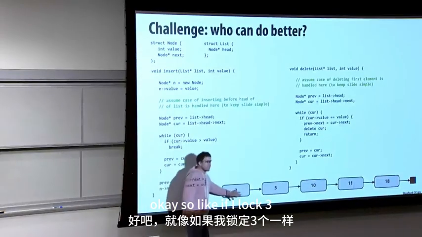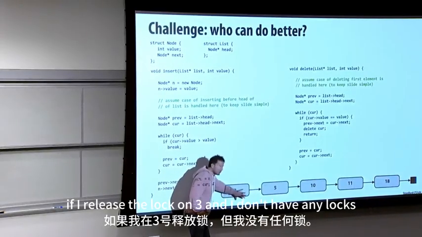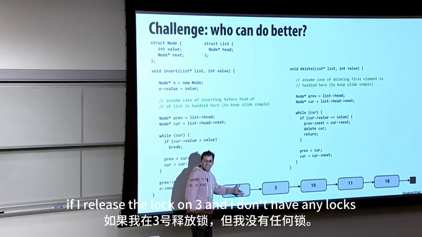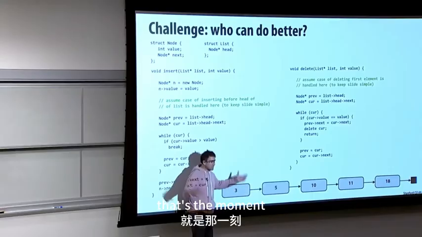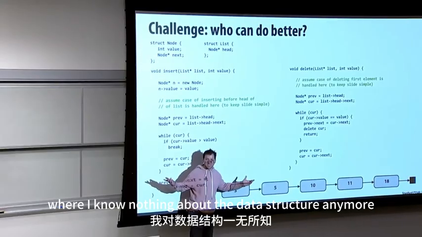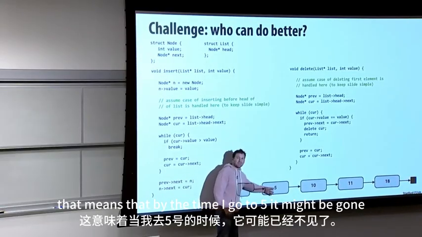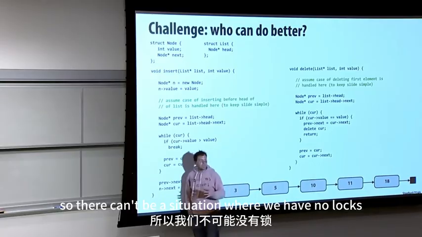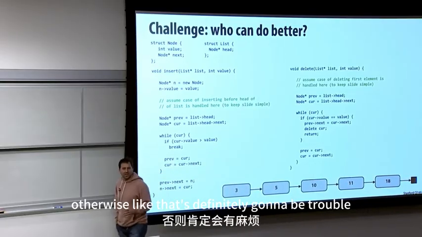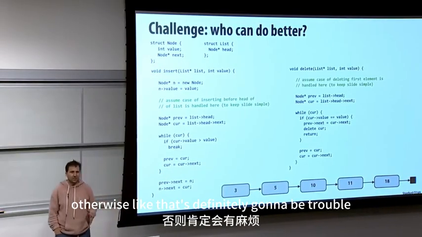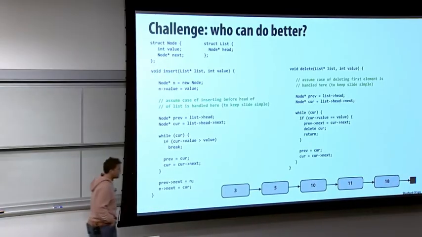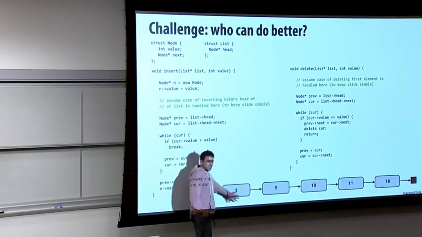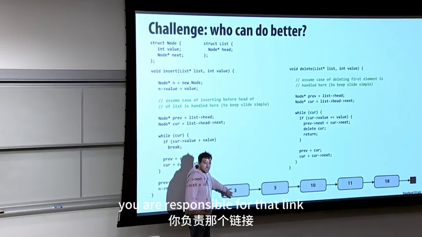Okay, so if I lock 3. If I release the lock on 3 and I don't have any locks, that's the moment where I know nothing about the data structure anymore, right? That means that by the time I go to 5, it might be gone, right? So there can't be a situation where we have no locks. Otherwise, that's definitely going to be trouble. If you hold the lock at 3, it means that only you can update this. So you are responsible for that link.